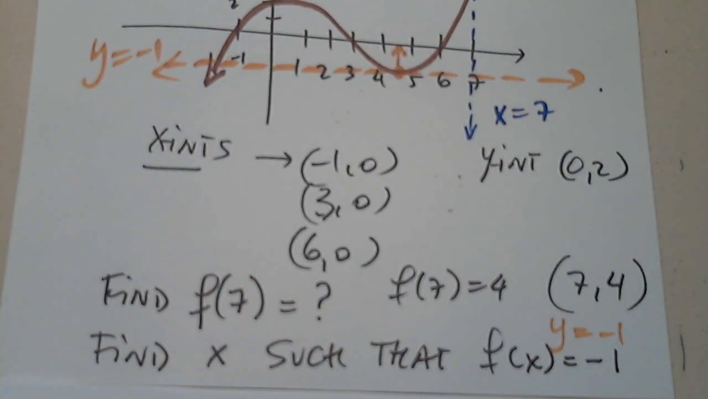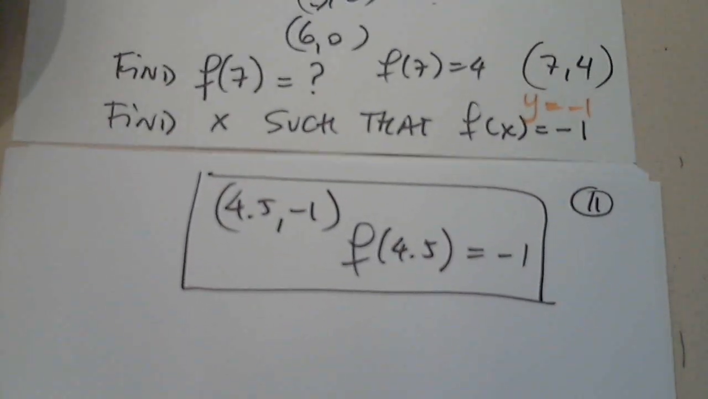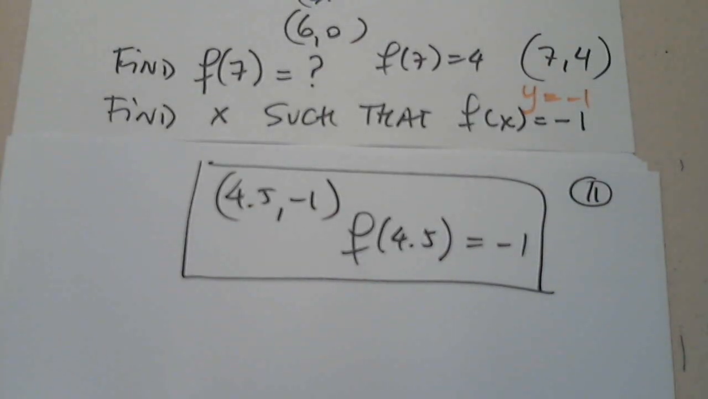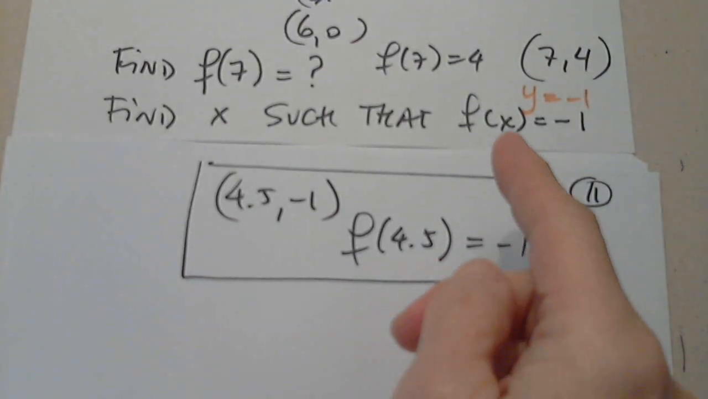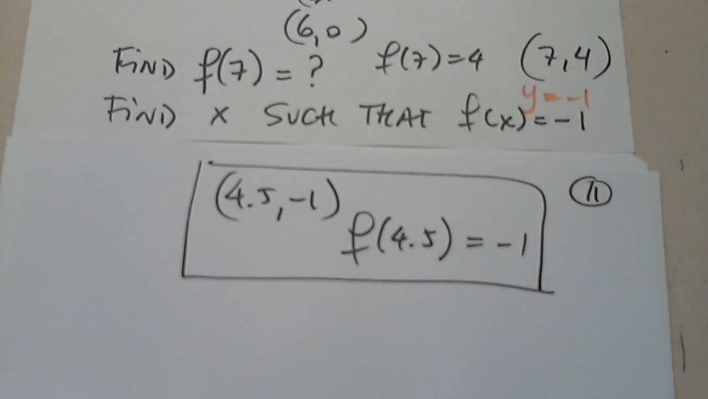So careful, you have to look carefully at what you are given and what you are asked to find. If I'm asked to find f of 7, I'm given x, and I'm asked to find the corresponding y. If I'm given f of x equals -1, I'm given y, and I'm asked to find the corresponding x value. Good. We just did a problem like that.